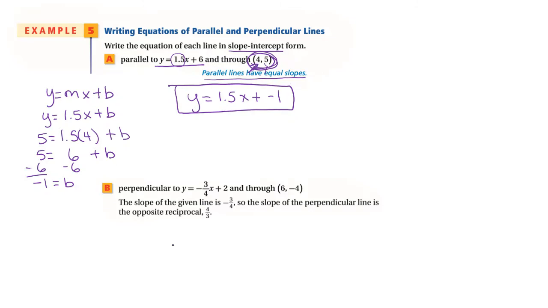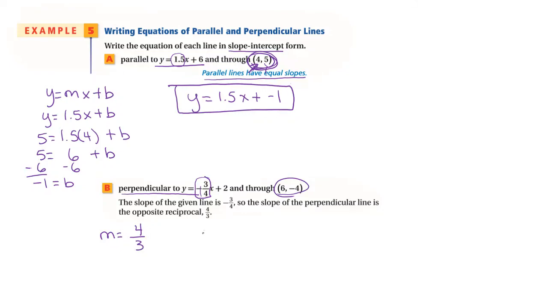All right, the next one says to write the equation of a line that is perpendicular to this line and goes through (6, -4). So first of all, let's look at our slope here. The slope of this line is -3/4, and so we need to use the opposite reciprocal. The opposite is going to be positive, and the reciprocal is 4/3. So the slope that we're going to use is positive 4/3. Notice that it is the opposite of the negative, so it's positive, and it's the reciprocal of 3/4, so it's 4/3.